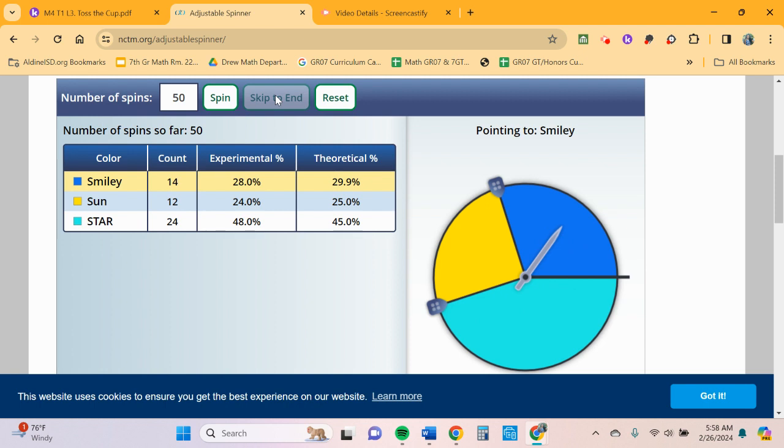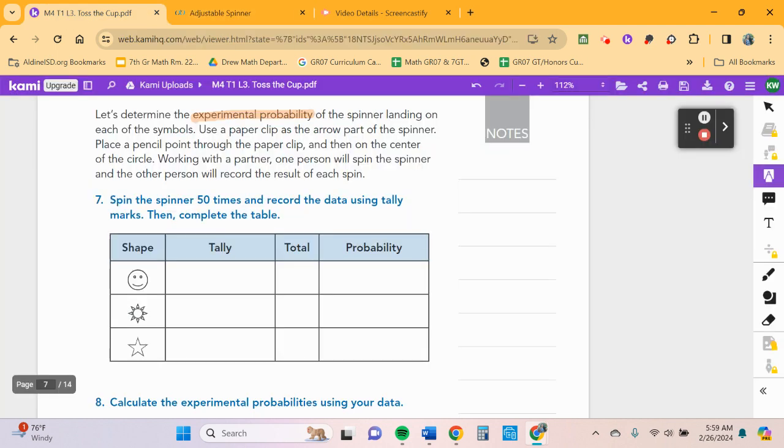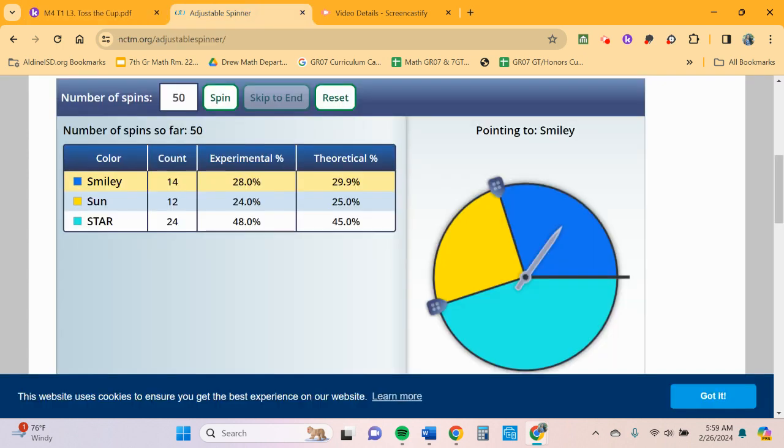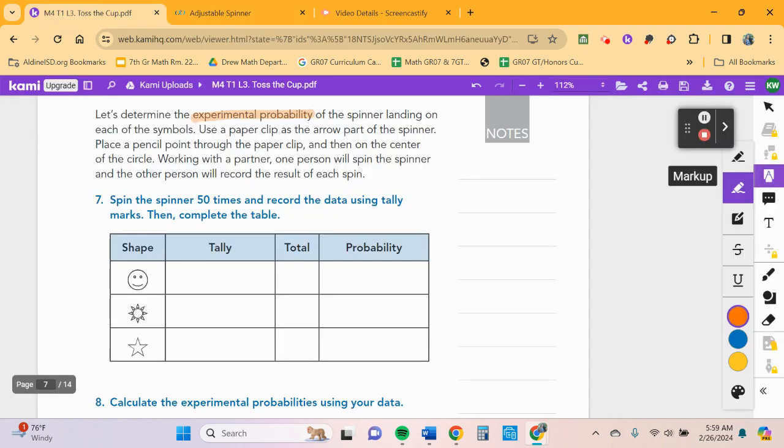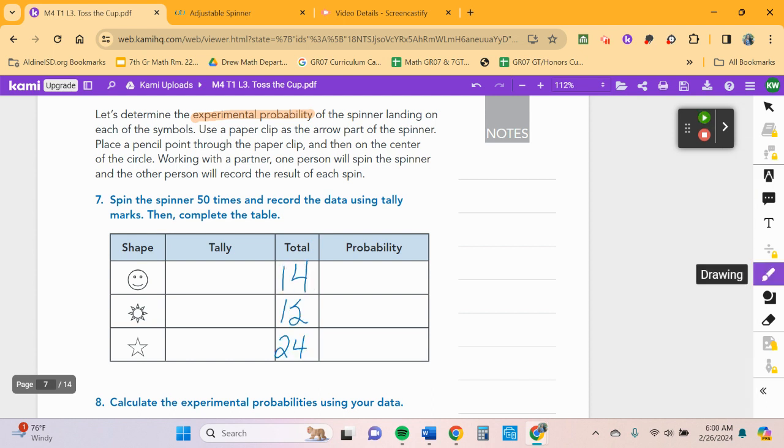All right, give me my numbers. What are they? So for our smiley face, it landed 14 times out of 50. So we're going to write that for our smiley. Actually, let me just put all my totals in. Our smiley was 14. All right, go ahead and copy those numbers. For our smiley face, we've got 14 out of 50.